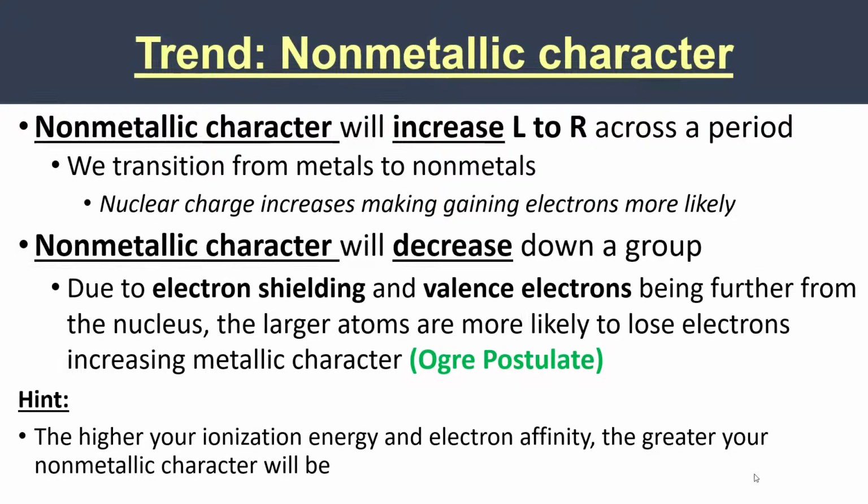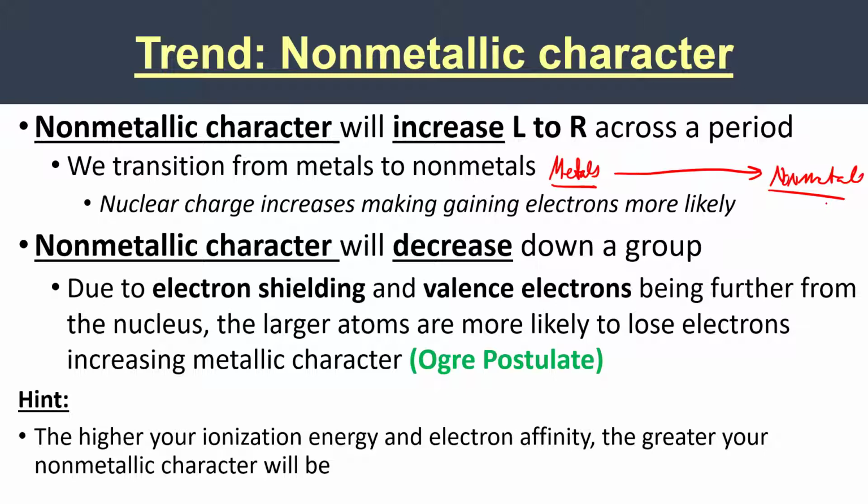How does structure dictate the non-metallic property? Well, by this point, you should be pretty familiar with it. Basically, non-metallic character will increase as you go left to right across a periodic table. You know at your left, you have your metals, and as you go right, you have your non-metals. So the further right something is, the greater the non-metallic character is. And that is due to the fact that going left to right across a period will have your nuclear charge increasing, making the likelihood of gaining electrons greater.